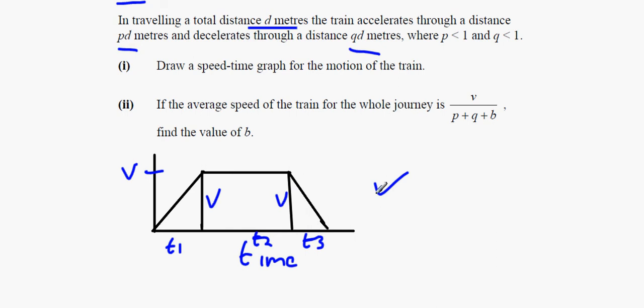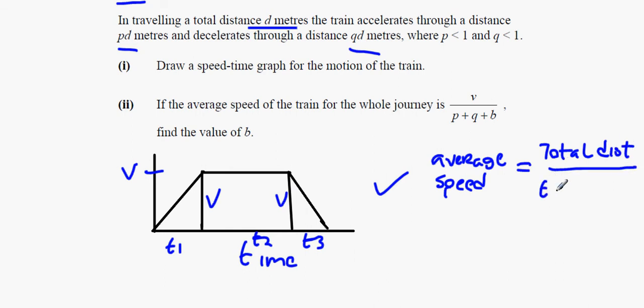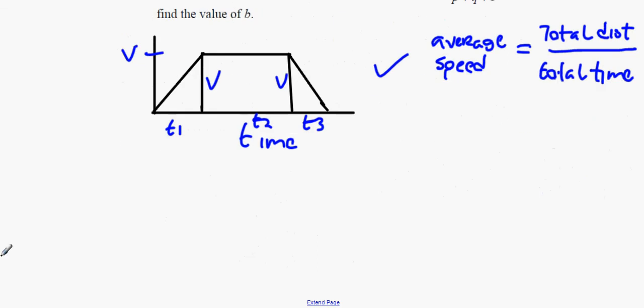If the average speed of the train for the whole journey is v divided by p plus q plus b, find the value of b. We need to figure out how to get the average speed. Remember, average speed equals total distance divided by total time. So we need to get the total distance and divide it by the total time, and then put both of them equal to each other and see what happens. So let's go for the distance.